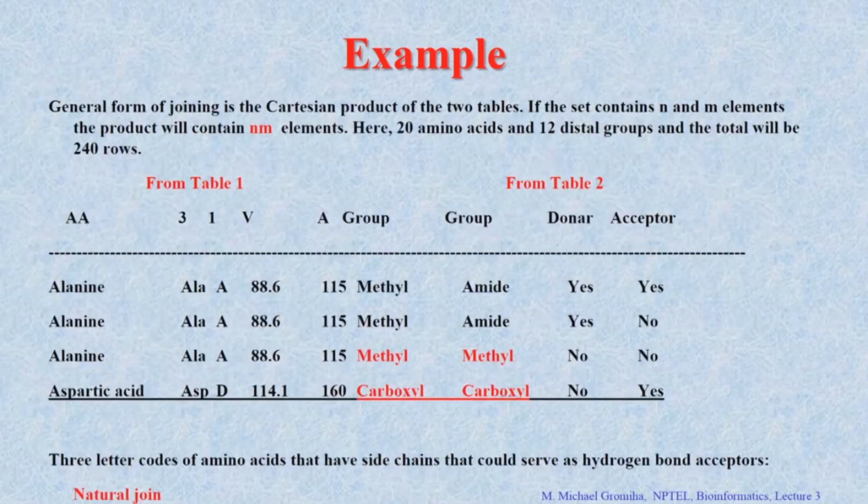If you do a natural join of table 1 and table 2, with n elements in table 1 and n elements in table 2, the product gives n times n elements. So here, 20 amino acids and 12 distal groups give around 240 rows. For example, alanine: this is the 3-letter code, this is the 1-letter code, this is the volume, and you can see the group. This is from table 1 and this is from table 2. You merge these two and you get the information, fine.